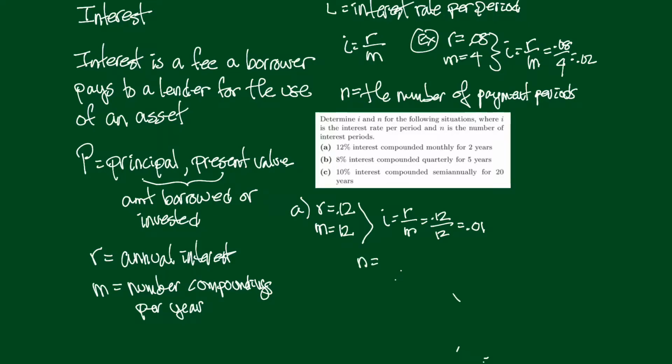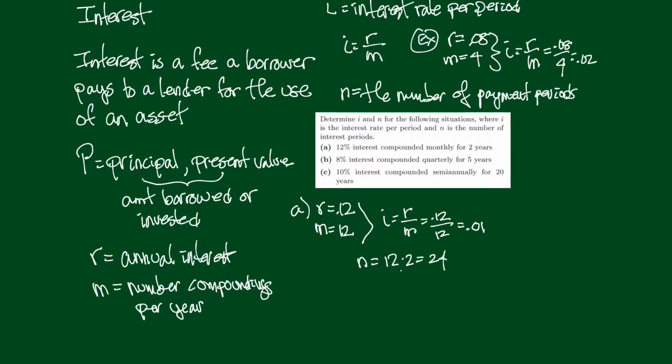And N is the number of payment periods. Each year we have 12 payment periods, and we're going for 2 years. So what we're going to have here is 12 times 2, so we're going to have 24 payment periods.